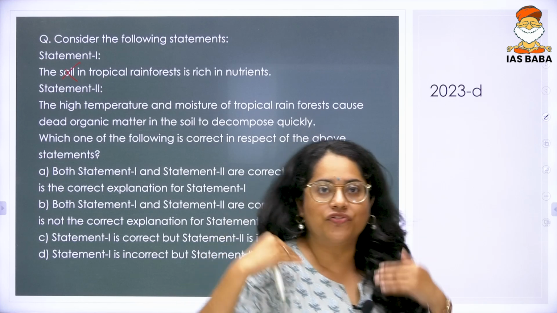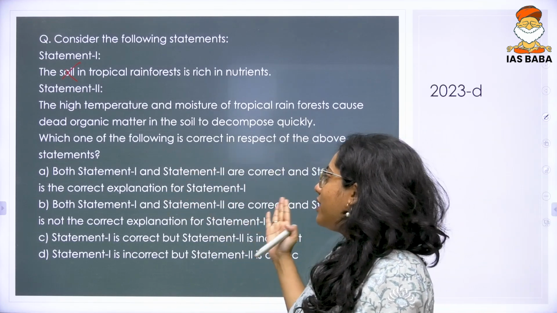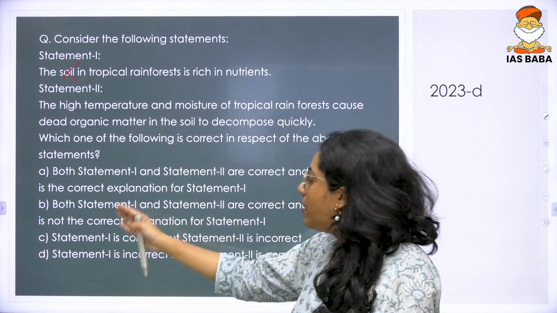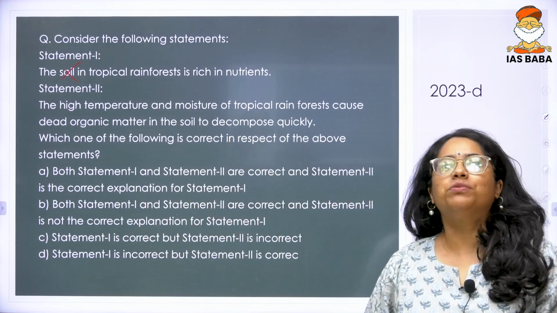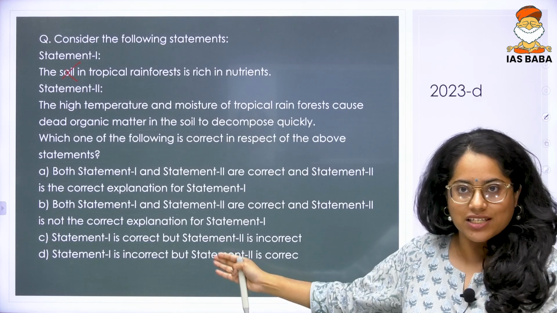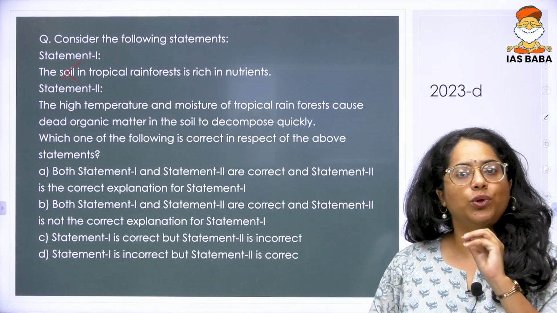So let's start off from there itself. If you look at the options, they say statement 1 and 2 are correct, statement 1 and 2 are correct, statement 1 is correct, statement 1 is incorrect. So there is only one option where statement 1 is incorrect, that is option D. Let's keep it on hold. Let's read the second statement again to confirm.